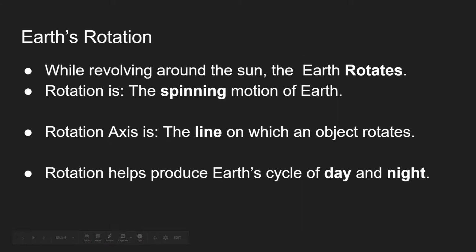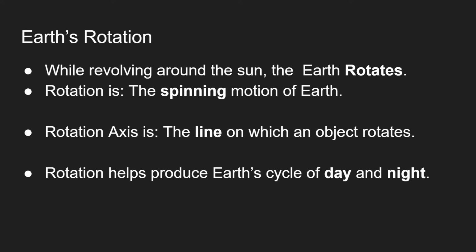Okay, then we have rotation. Because of rotation, we get night and day. Rotation occurs while the Earth is revolving. I'm sure you've all spun something. That's what rotation is. When it rotates, it's spinning. So the spinning of the Earth is the rotation of the Earth. The Earth does not rotate quickly, it rotates slowly. We don't feel the Earth rotating. But because we get night and day, the Earth does one complete rotation in 24 hours.